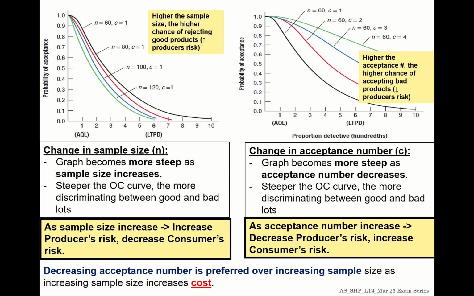Because the higher your sample size, the more you have to spend money on the testing. You have more samples, you have to test more, and when you test more, you have to spend more. Testing is not free. So that's why it's best to be more strict and lower your acceptance number. Then it'll be better for you compared to increasing your sample size. But still, if you want, you can test more. So both will affect.